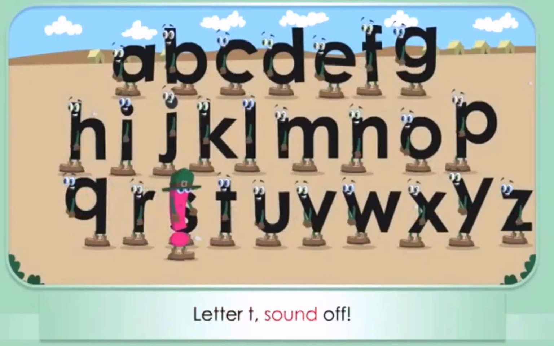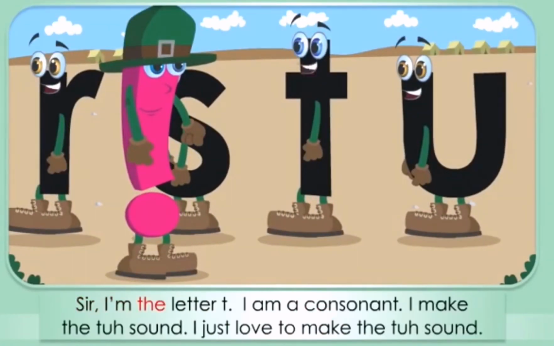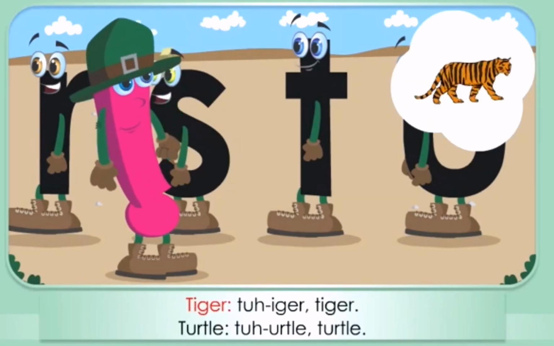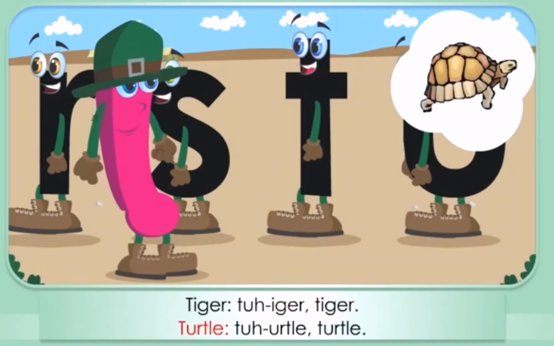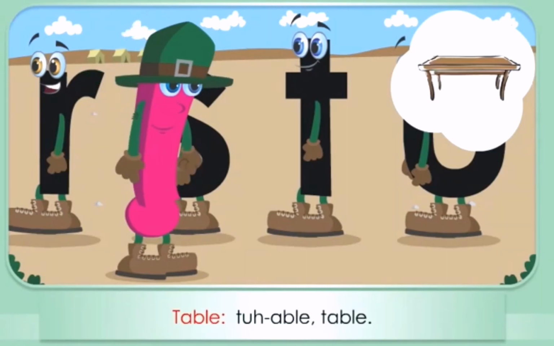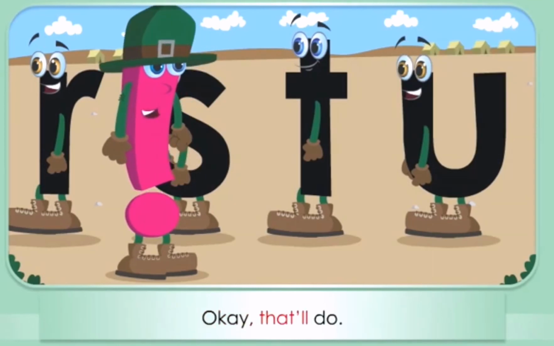Letter T. Sound off. Sir, I'm the letter T. I am a consonant. I make the T sound. I just love to make the T sound. The T sound, eh? Give me some examples. Tiger. Turtle. Table. Okay, that'll do.